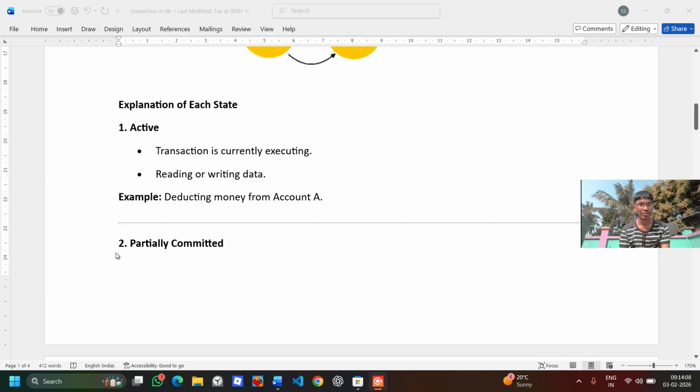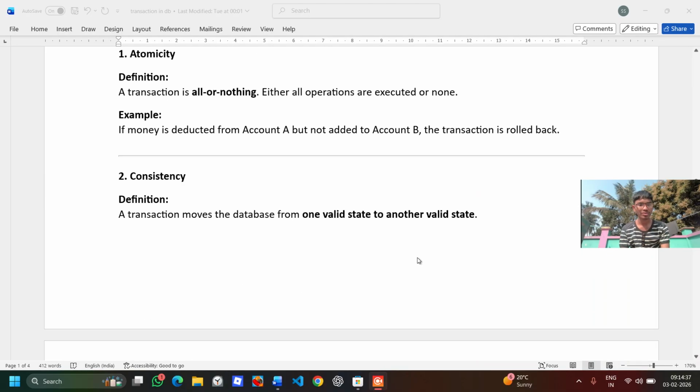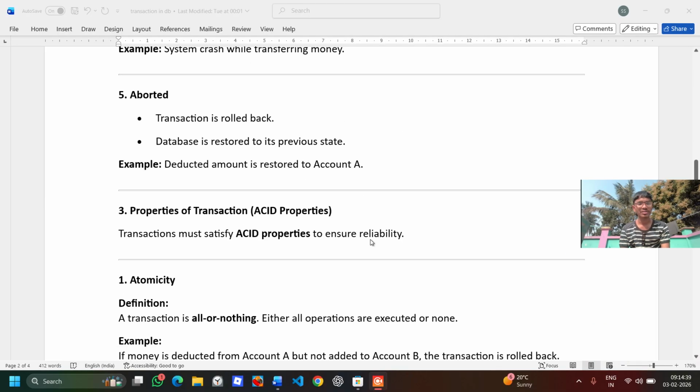Look here, the diagram begins with the active state. If there is no error, then partially committed, then committed, then it ends. Or if there is an error during saving the changes, partially committed goes to failed, then aborted. If the active state directly fails, then aborted, then end. So these are the states.